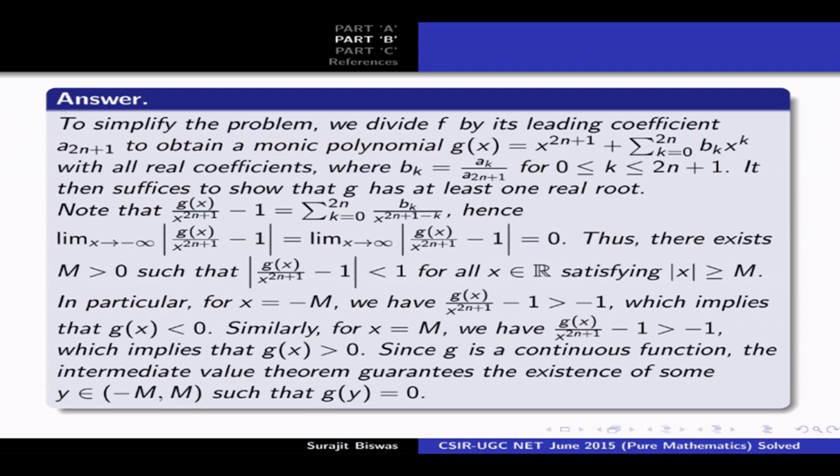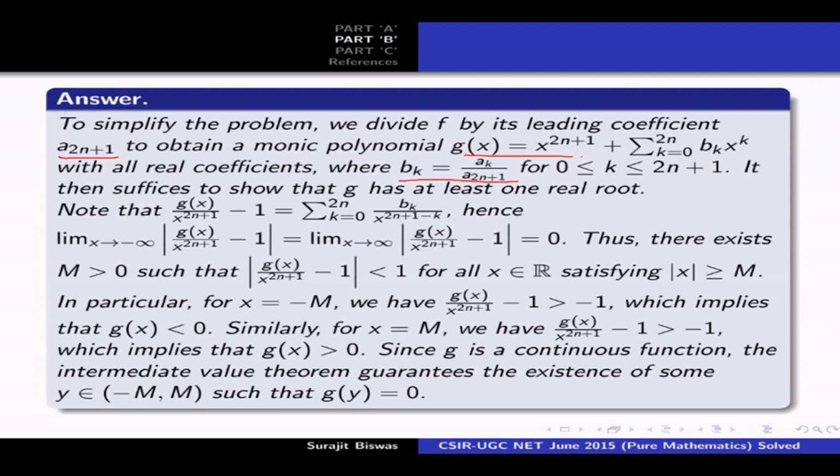To simplify the problem, we divide f by its leading coefficient a_(2n+1) to obtain a monic polynomial g(x) equal to x to the power 2n plus 1 plus the summation over k equal to 0 to 2n of b_k x to the power k, with all real coefficients, where b_k equal to a_k divided by a_(2n+1) for 0 less or equal to k less or equal to 2n plus 1. It then suffices to show that g has at least one real root.